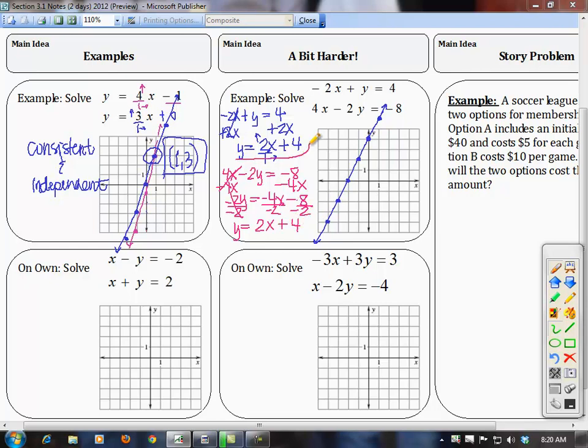Ding, ding, ding. You should look at this and see that these are exactly the same. Let's try that again, my pen's not working. So I have infinitely many solutions.